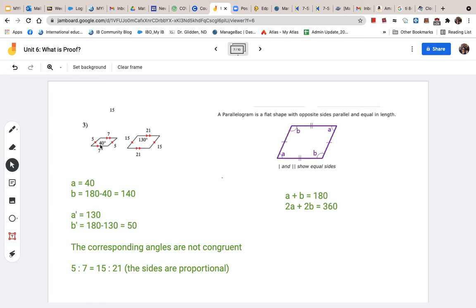But if you look at the angles, I call this one angle A. Angle A is 40. Angle B here, the obtuse angle, would be 140. But if you take a look at the second parallelogram, you will see that the obtuse angle here would be 130, and the acute angle would be only 50. So as you can see, the angles are not the same. That's why I wrote it here: the corresponding angles are not congruent. So that shows that these two parallelograms are not similar.